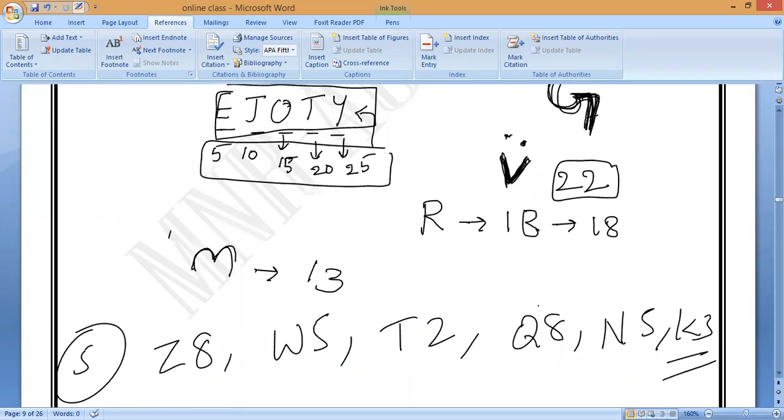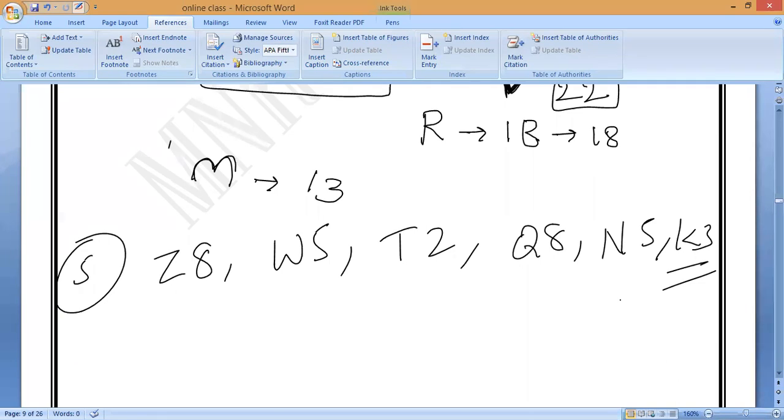W is 23. X, Y, Z, and Z is 26. You can understand it. What is the odd one out, please? K3, sir. How many of you say K3? K3 is the correct answer.